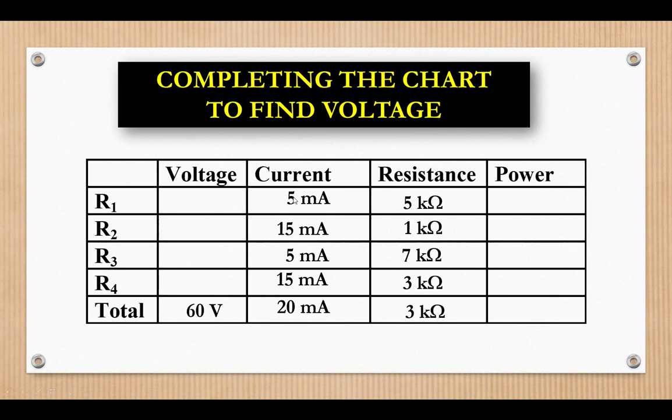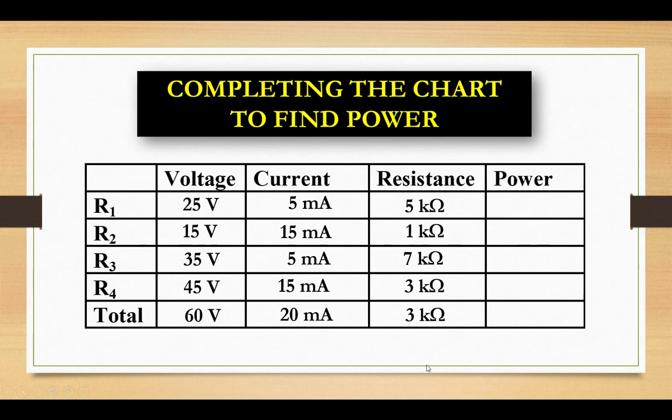All right, the voltage. Calculating the voltage should be easy enough because V equals I times R. So we'll just do this, and this would be 25, 15, 35, 45. And completing the chart to find the power that's dissipated in each of those resistors, we get these values.